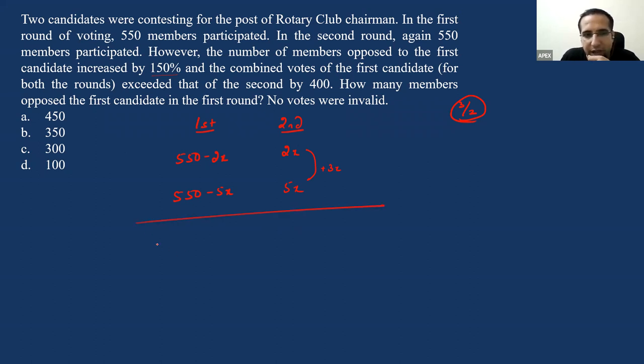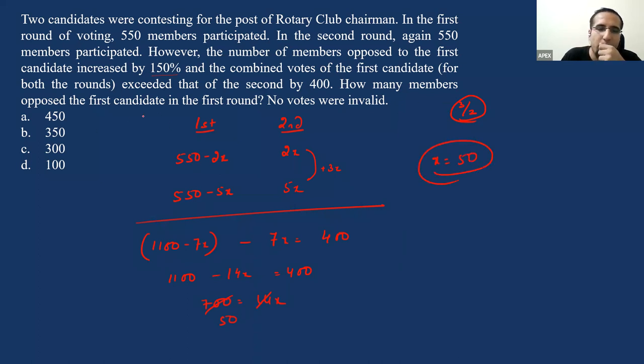Now, the combined votes of the first candidate exceeded that of the second candidate by 400. So, combined votes of the first candidate becomes 1100 minus 7x. Exceeds, that is minus 7x, is equal to 400. So eventually, what do we get here, guys? We get minus 14x, and this is 1100 is equal to 400. Or we have 700 is equal to 14x, or the value of x is equal to 50.